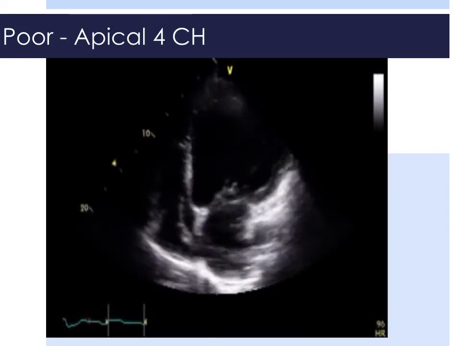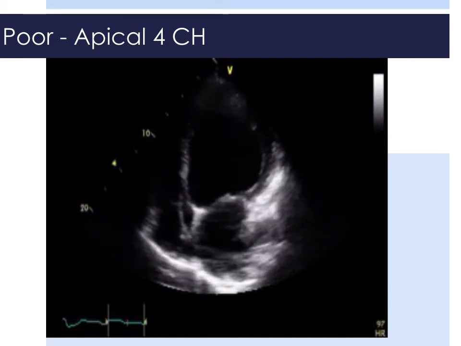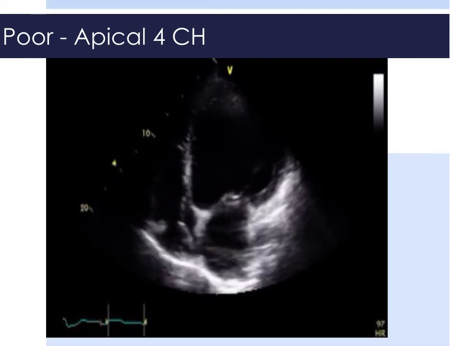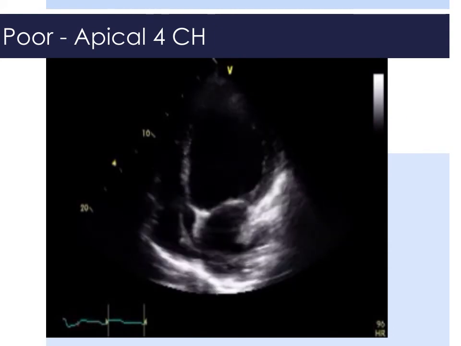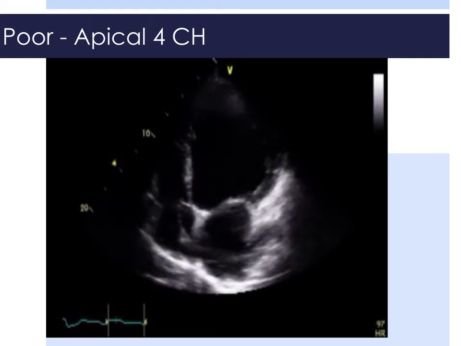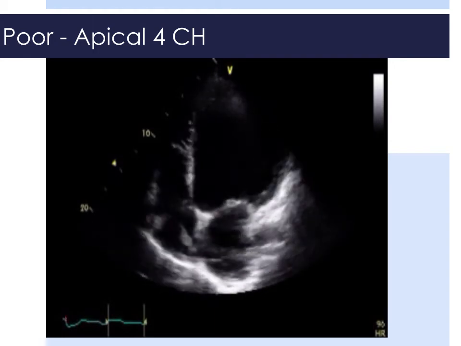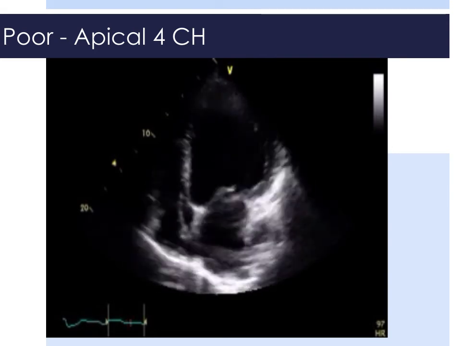In this apical four-chamber view, we can again confirm a dilated internal dimension, a dilated left ventricle. We can confirm a poor functioning heart with a minimal excursion between systole and diastole, the result of a poor contraction.